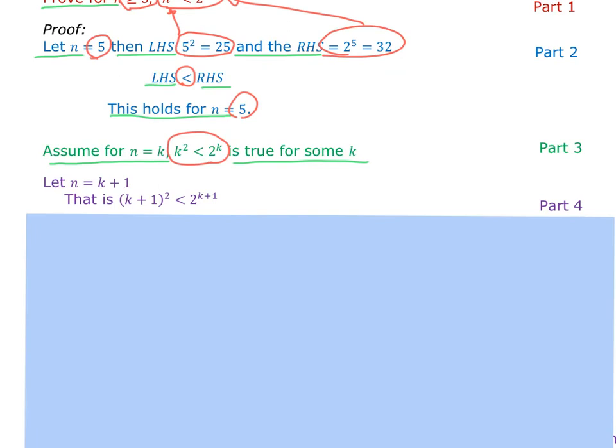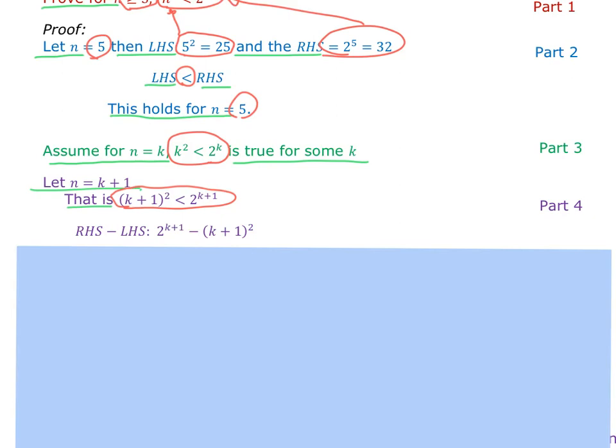Going on to part 4. That n equals k plus 1. It's always there. This is what we're proving, and all we're doing is replacing n with k plus 1.